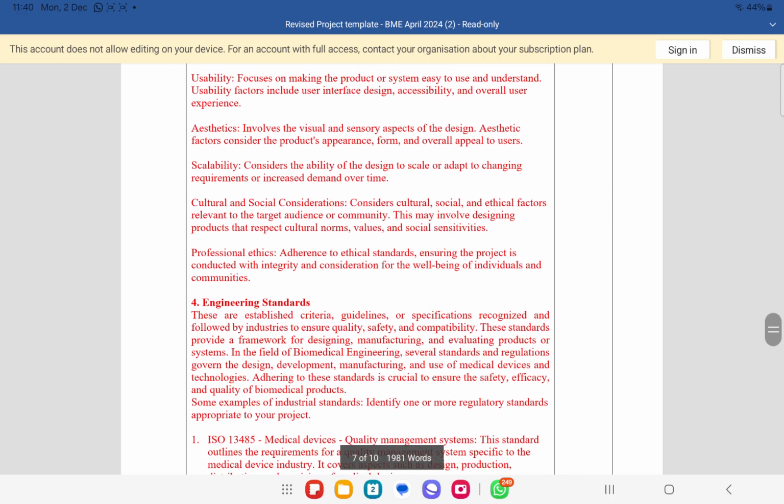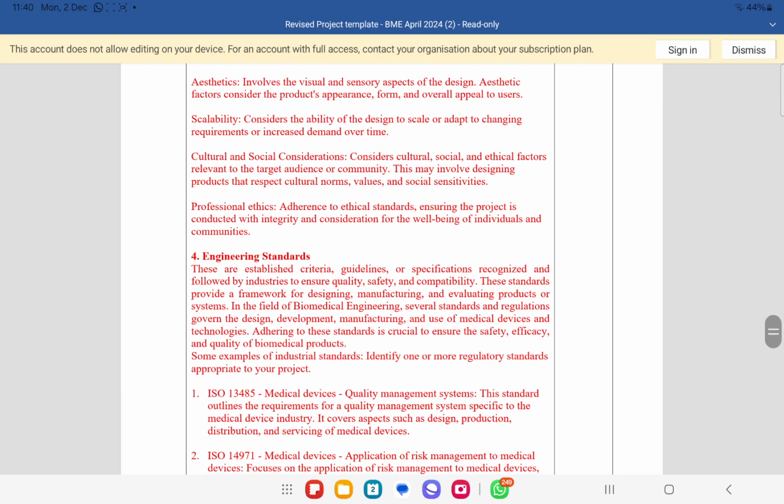Usability is how easy it is to use. Aesthetics is how it looks, the outside style, the design, the colors, etc. Scalability is whether it is possible to change the scale, from time to time, or from person to person. Cultural and social considerations are not very much related to our project, but still, if you can connect them with your project, you can add them.